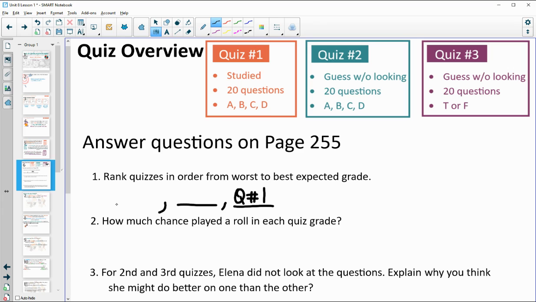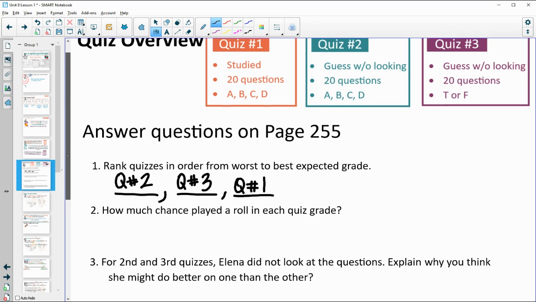What one do we think would be the worst grade? So she didn't look at either of these. They each had 20 questions. This one had more possible answers. So it's probably likely that quiz number 2 was her worst grade and quiz number 3 was maybe in the middle. How much do you think chance played a role in each of these grades?